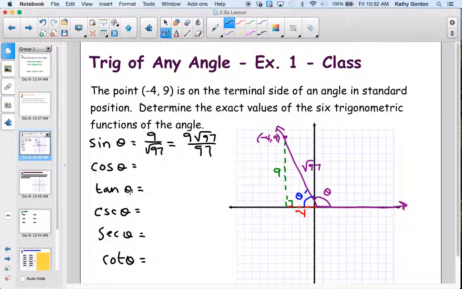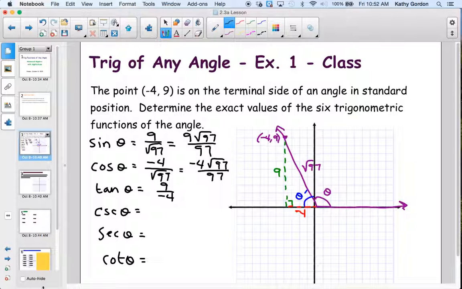Okay, so what's adjacent over hypotenuse going to give me? -4 over square root of 97. Can I leave it that way? Good. All right, how about tangent? So opposite over adjacent is going to end up? Do I have to fix that one? Nope, no roots. So we'll just leave it that way.